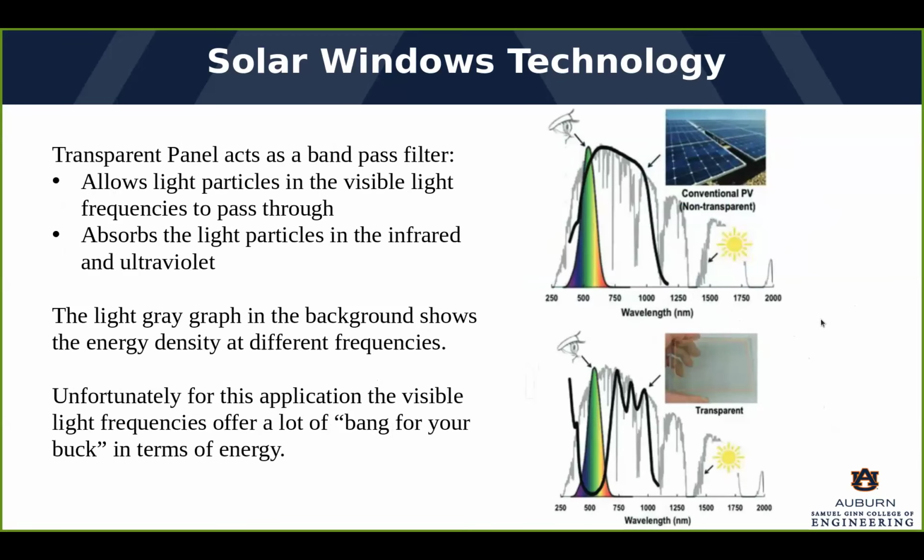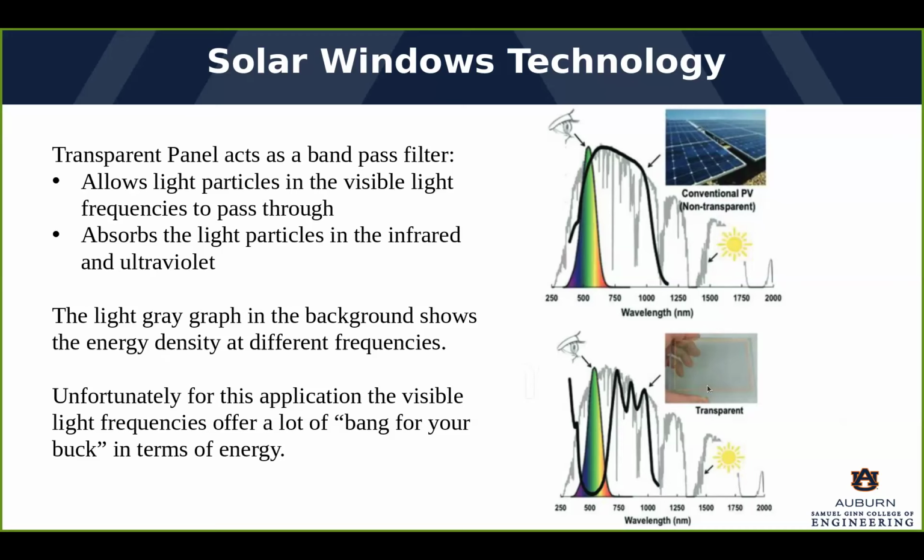The other thing that I thought was very interesting about the overall technology was that the panel acts as a kind of bandpass filter. So the visible light spectrum you need to pass through so that we can use it to see. But if you look at the gray graph in the back of these graphs here on the right, you can see that there's a lot of energy in that visible light. And of course, obviously in the ultraviolet as well. We all know that from our time spent down at the beach.